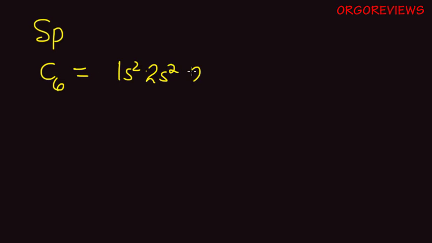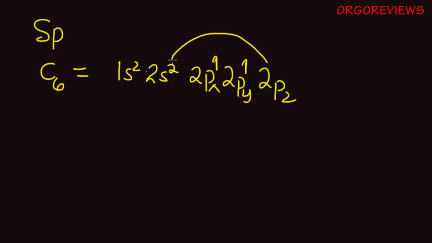Let's look at sp hybridization of carbon. The same thing, you have 1s2, 2s2, 2px, 2py, 2pz. One electron from the s orbital will be moved into the pz orbital, and only two of the orbitals will be mixed, remaining two other ones that will not be used.